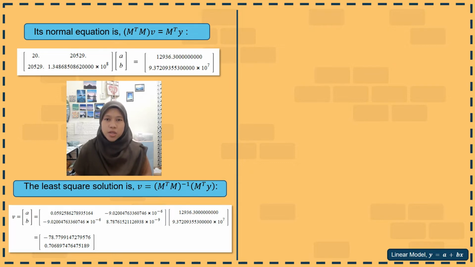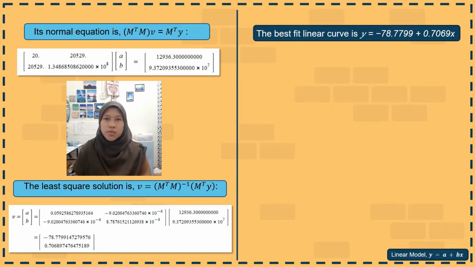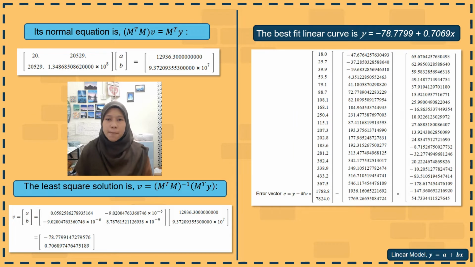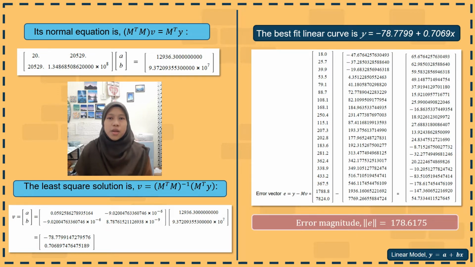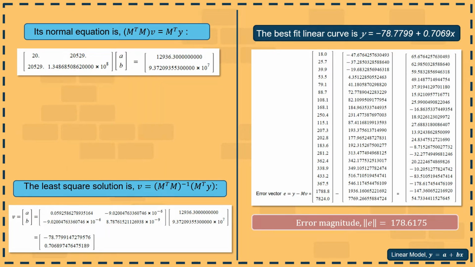So, the linear equation is Y equal to negative 78.7799 plus 0.7069x. To find the error vector, we must subtract Y by M times V, where V is the least square solution that we obtained before. Lastly, we get the magnitude of the error vector, which is 178.6175.